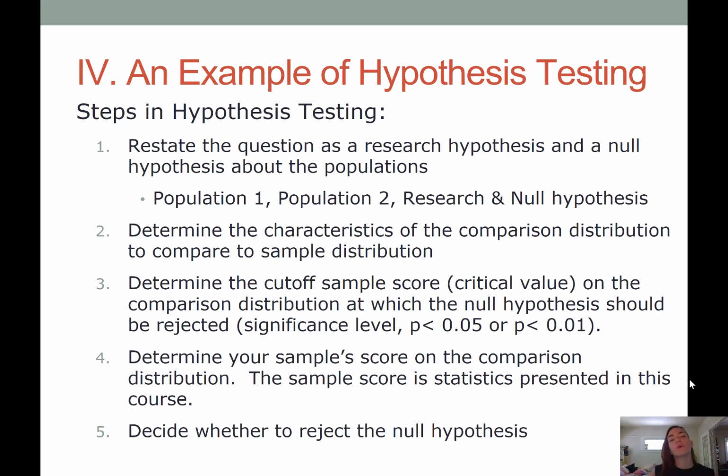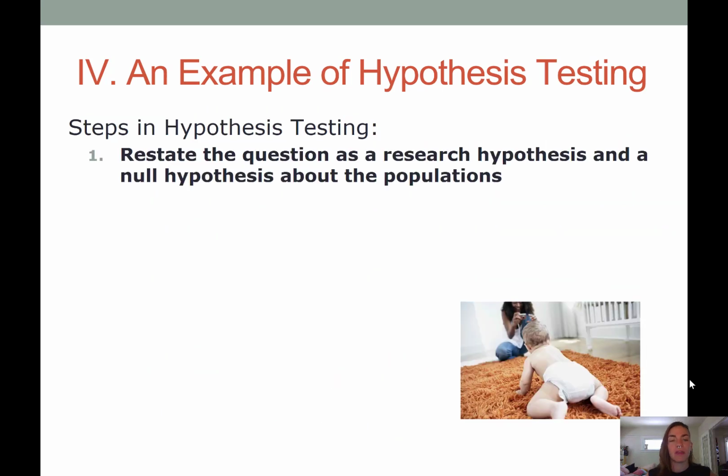We will work through this example using the 5 steps of hypothesis testing. In the first step of hypothesis testing, remember this is where we restate our research question as a research hypothesis and a null hypothesis about the populations. And this part is really important, about the populations. Who are the populations? Okay, so let's practice.